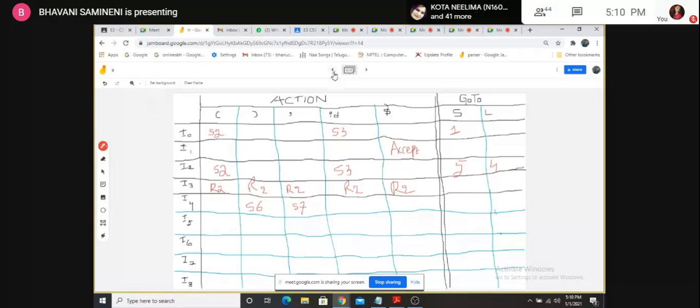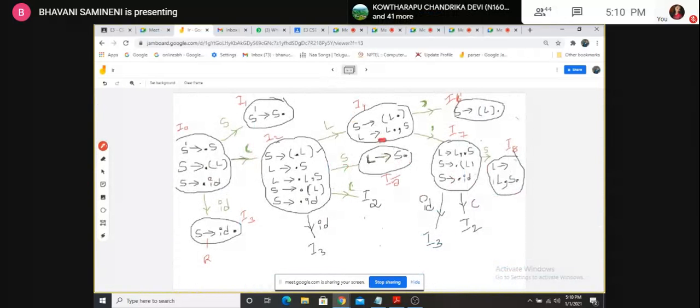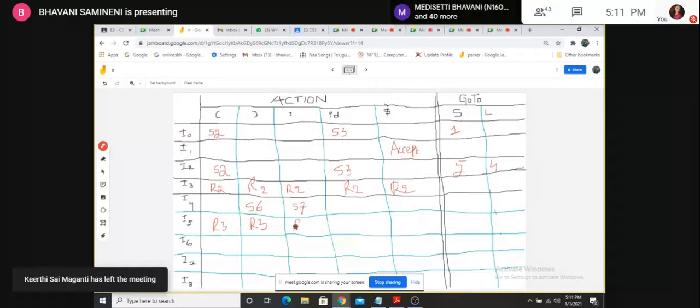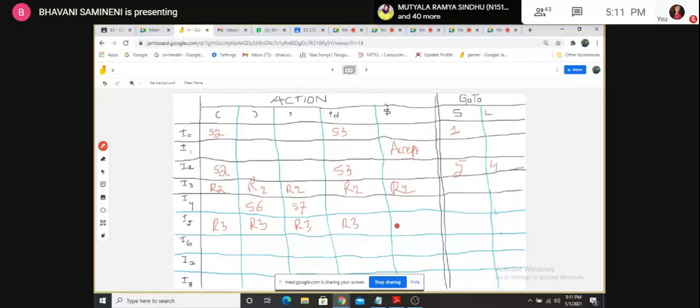Next we'll see for I5. I5 is also having one final reduce production. And what is the number corresponding to it? I think this is the third production, right? So I'll write R3 corresponding to I5. R3, R3, R3, R3, and here R3.